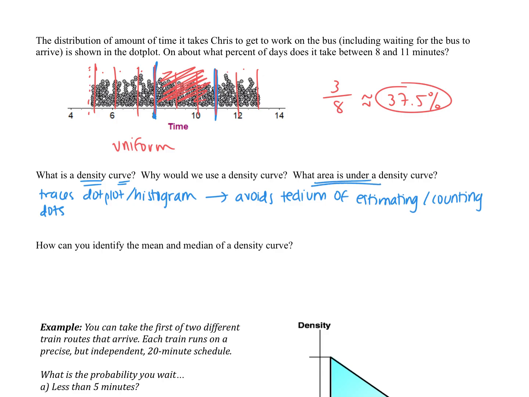This is really important. The total area under the curve is always 1. 1 as in 100%.